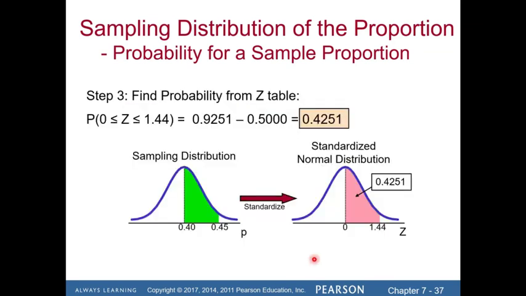And the last step is to find out the probability corresponding to the z value. Okay, so if z value is equal to 0, then the probability is 0.5. And this can be obtained from the z table. If z value is equal to 1.44, then the probability p value is 0.9251. So subtract the smaller p value from the greater p value, and you get the probability of the highlighted pink area under the curve. Okay, so that's it for sampling distribution of the proportions.